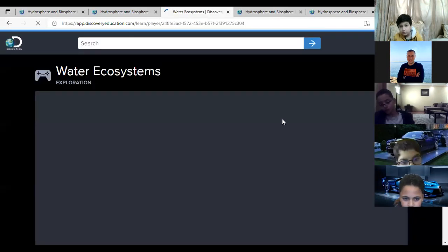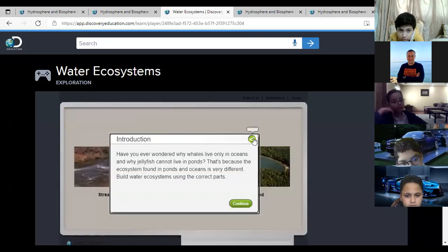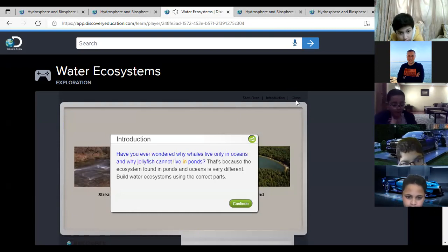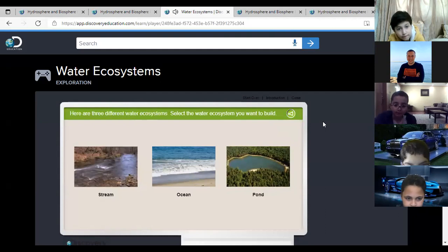Okay, let's see. Listen carefully, please. Have you ever wondered why whales live only in oceans and why jellyfish cannot live in ponds? That's because the ecosystem found in ponds and oceans is very different. Build water ecosystems using the correct parts. Here are 3 different water ecosystems. Select the water ecosystem you want to build.